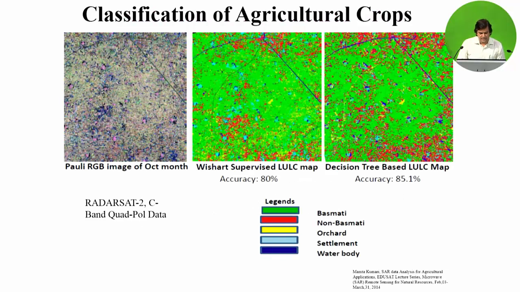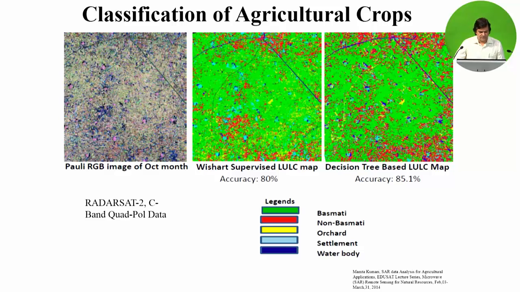Now this is an example of crop classification of agriculture crops. So here there are several crops. The green color is representing basmati, red color is representing non-basmati, yellow color is representing orchard, light blue is representing settlement, and dark blue is representing water body.